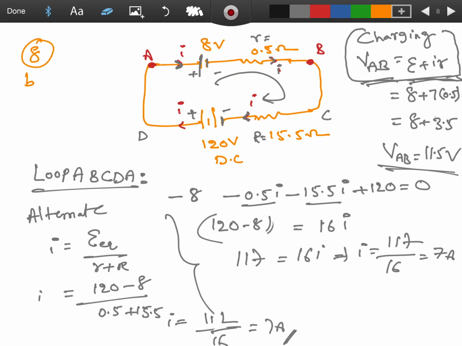See, my pen charge has run out. Just meanwhile you see the previous question how I did. Just a minute, let me charge my pen.